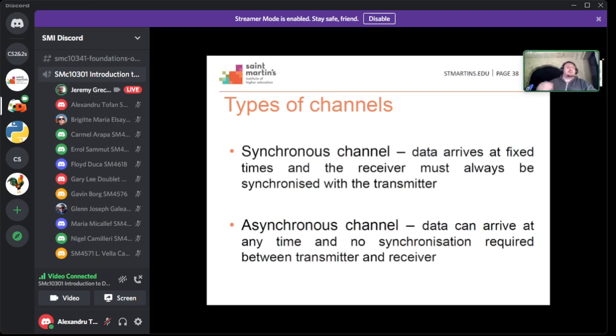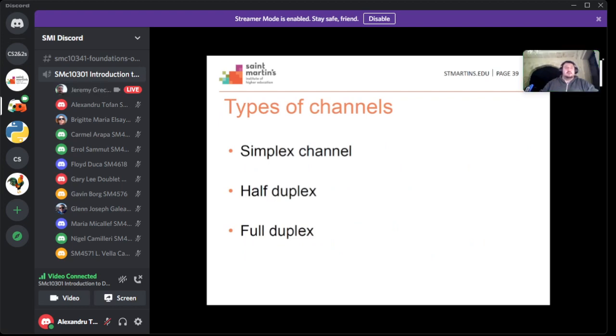If, for instance, in the same television station, you decide to make use of the backup or catch-up features, then that becomes an asynchronous channel, because the data can arrive at a time which is not synchronized with the transmitter. So you could have those different types of channels as well.